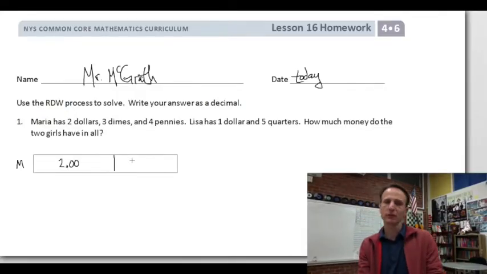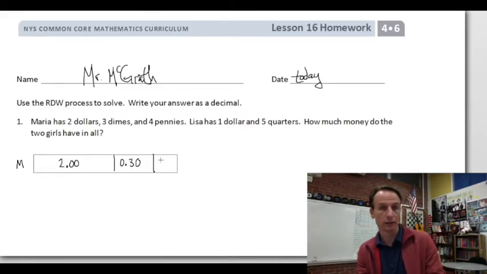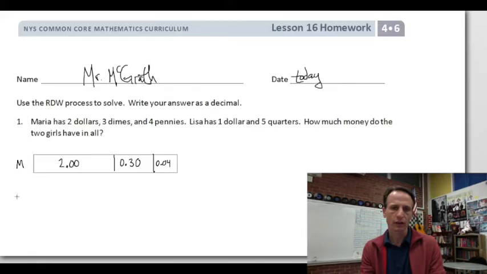3 dimes, well, dimes are tenths, right? So it's 3/10. So we can write it like this. In fact, we can anticipate that we're going to need this in terms of hundredths. So we can say 3 dimes is 30 cents, 30 hundredths, right? And then, of course, 4 pennies is 4 cents, also known as 4 hundredths, which looks like that, right? Okay, then we have Lisa.